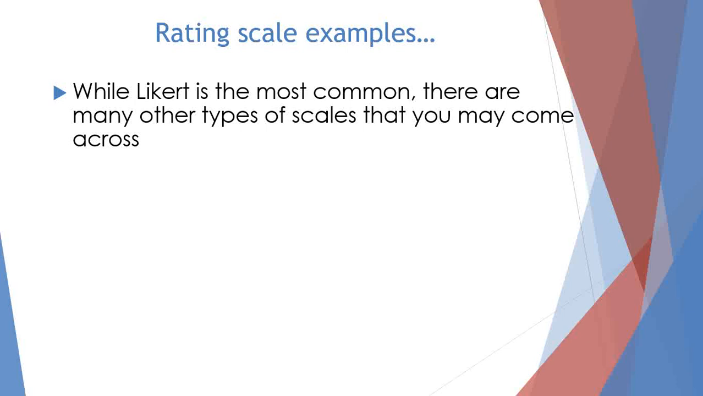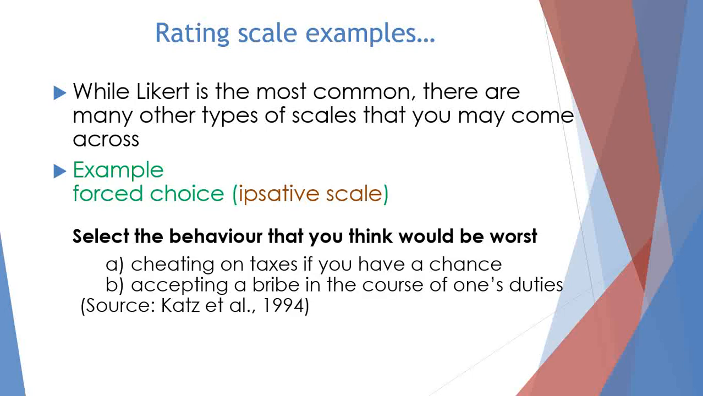So while Likert scales are the most common, there are actually many other types of scales that you may come across or that you may be completely unfamiliar with. And this is important when you're reading literature. It's also important if you want to capture a certain type of information and the Likert scale just won't be suitable. So an example here is the ipsative scale, or the forced choice.